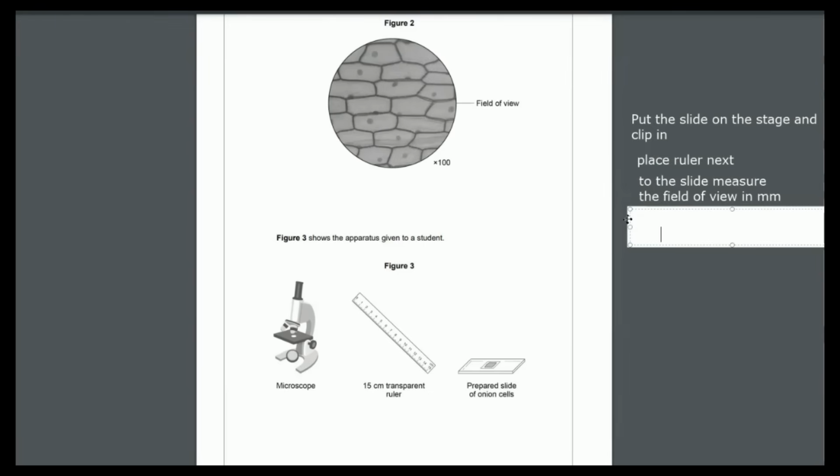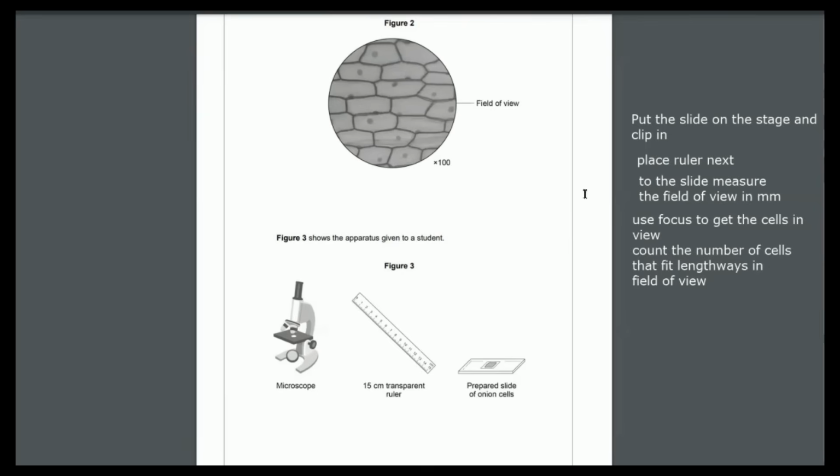Next, count how many onion cells appear in the field of view. And I'll literally draw this on here so you can see what I mean. So what we want to do, you can go across or down, it doesn't matter as long as you know which way you've measured. So look, 1, 2, 3, 4, 5, 6, 7. Right, I've got 7 cells going down in my field of view. That's how many cells fit in the field of view.